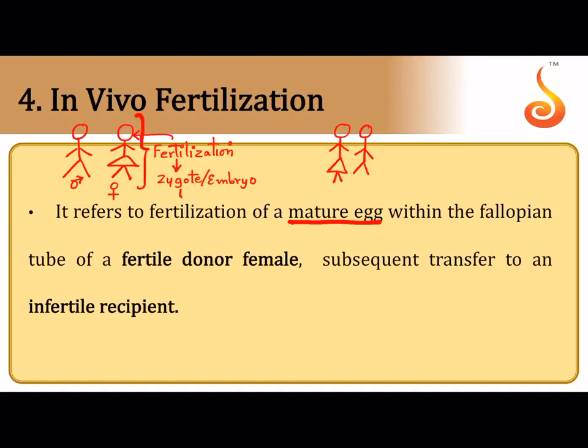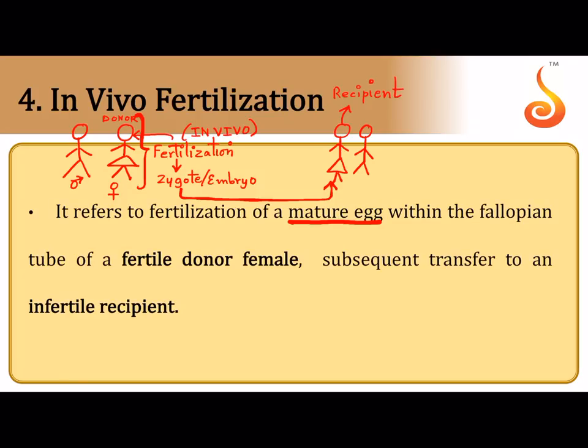This embryo is retrieved from this woman. What does this woman now become? She becomes a donor because she is normal and she wants to donate her embryo. Where did the fertilization happen? It happened inside her body, isn't it? So we call this fertilization in vivo. Now what does she do? She decides to donate her zygote or embryo to an infertile couple who are unable to produce children. So the infertile woman becomes the recipient.